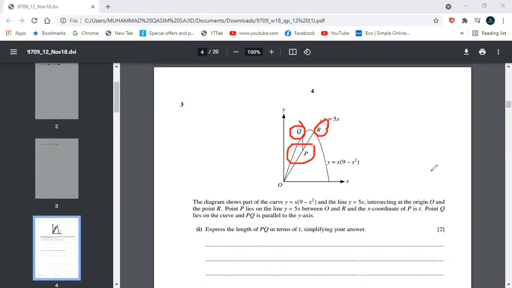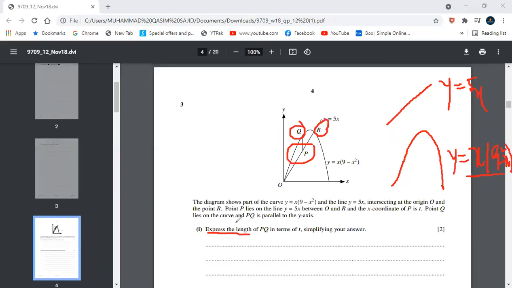There are two basic lines. The first is a straight line with the equation y equals 5x, and the second is a curve like that, with the equation y equals x(9 minus x square). So how to solve it? 5x equals x into 9 minus x square.